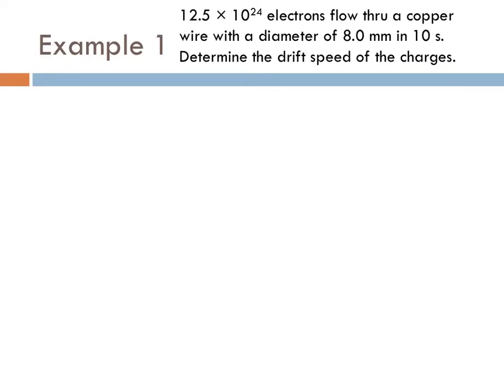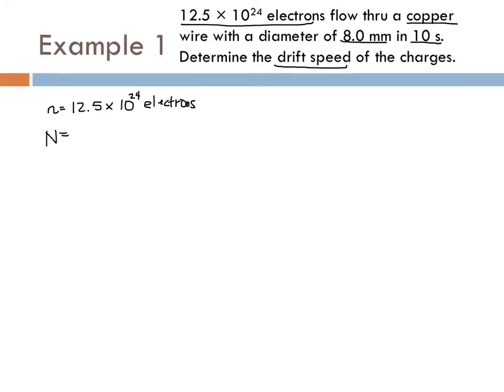It says that we have 12.5 times 10 to the 24 electrons that flow through a copper wire with a diameter of 8 millimeters in 10 seconds. And we're asked to determine the drift speed of the charges. So first off, we want to label all of our information. So this 12.5 times 10 to the 24 electrons, that is little n, that is not capital N. This is the number of electrons that flow through a copper wire.